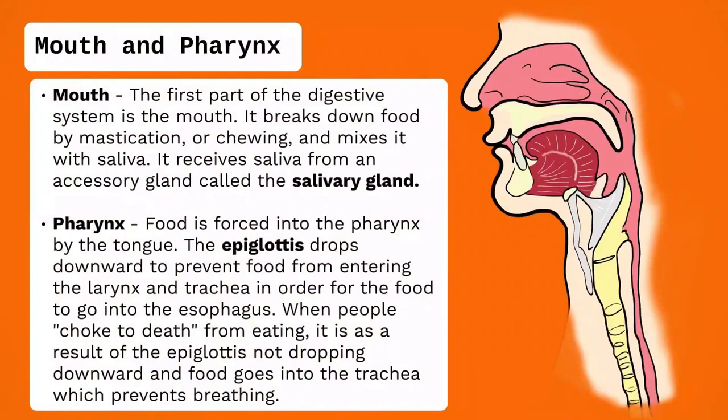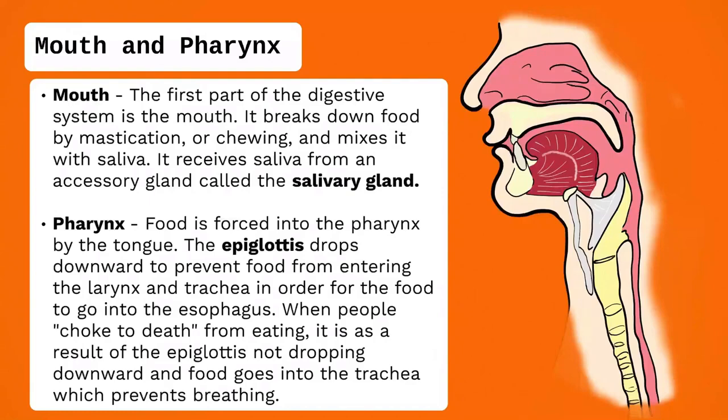We're going to discuss our mouth and pharynx. So the first part of the digestive system is the mouth. It breaks down food with mastication or chewing and mixes it with saliva. It receives the saliva from an accessory gland called the salivary gland. We have these under our tongue. They're all in our mouth.